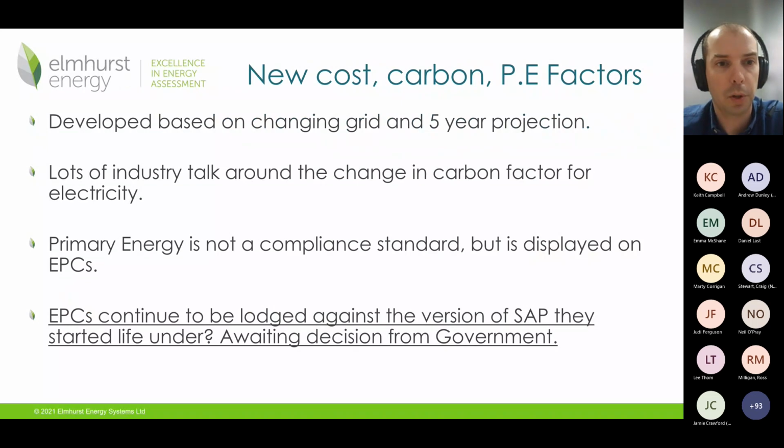So if we look at cost, carbon, and primary energy factors, they've been changed since SAP 2012 quite significantly, actually. We looked at carbon already, so I don't need to go over that. We've seen what's happened with electricity. So whilst electricity is great for carbon and it's better for energy, it's not necessarily so good for cost. And that is still the case in section 6 2022.